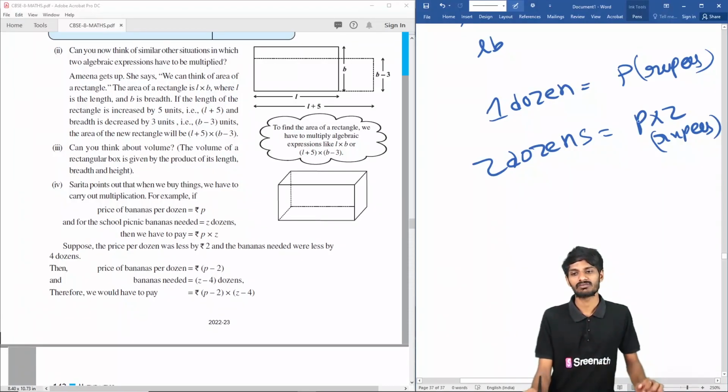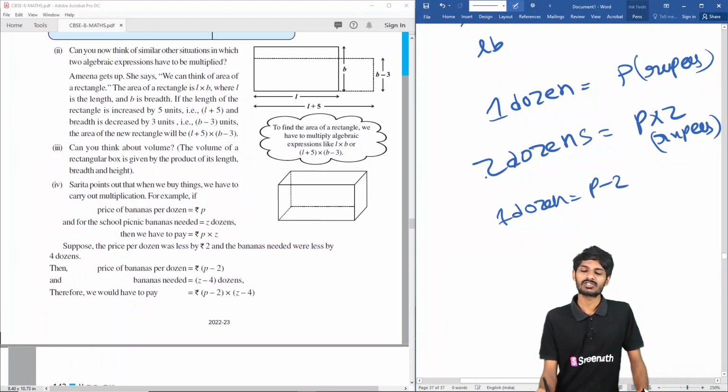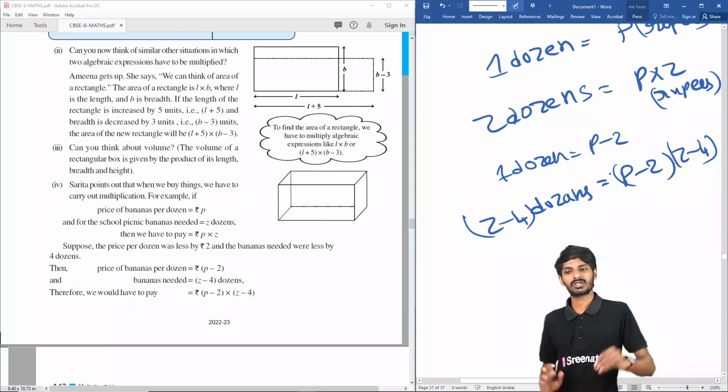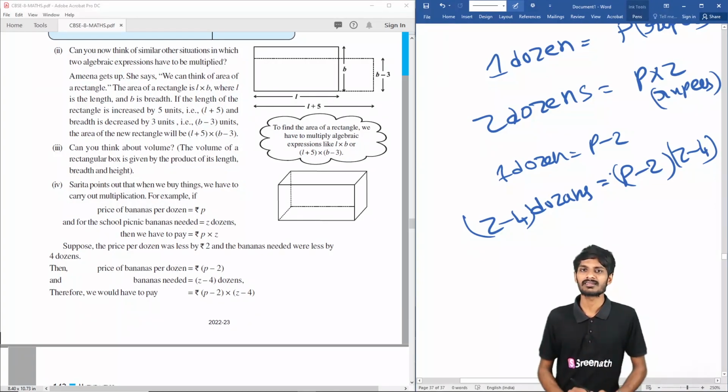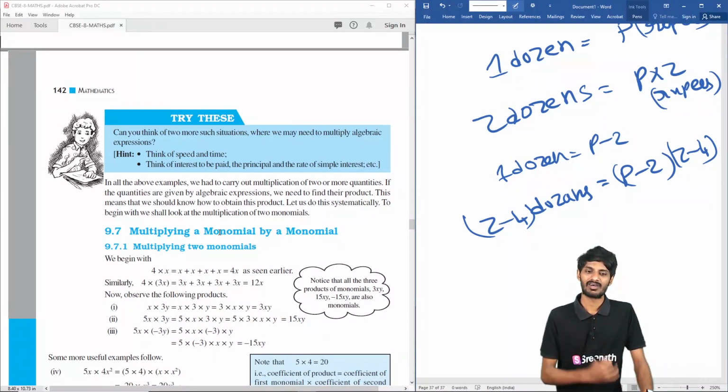Here there is application. P and Z are both algebraic expressions now, and if the per dozen cost is reduced by 2, so now 1 dozen is how much? P minus 2, and the number of dozens we have bought is also decreased by 4, so we need only Z minus 4 dozens. So what is the total cost for it? It is nothing but P minus 2 into Z minus 4. So here, both are algebraic expressions and we have to multiply them, then only we will get the answer. So these are the situations where we have to use the multiplication of algebraic expressions, students. Hope you have understood well.